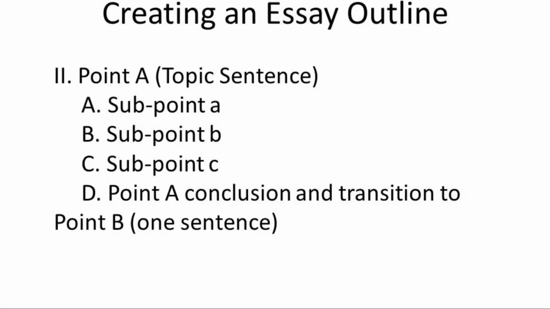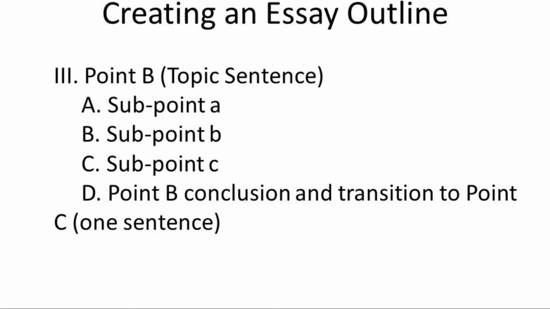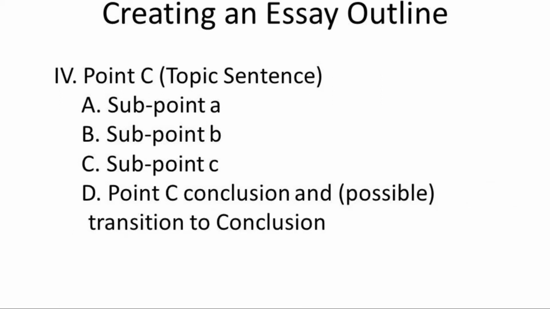Creating an essay outline. 2. Point A. Topic sentence. A. Subpoint. B. Subpoint. C. Subpoint. D. Point A conclusion and transition to point B, one sentence. 3. Point B. Topic sentence. A. Subpoint. B. Subpoint. C. Subpoint. D. Point B conclusion and transition to point C, one sentence.